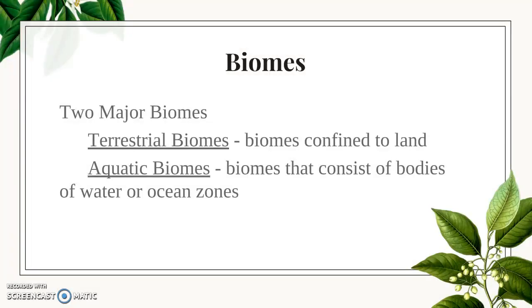There are 2 major biomes. There are terrestrial biomes, terrestrial meaning land, so those are biomes confined to land, and aquatic biomes. Those are ones that consist of bodies of water, so it could be lakes or it could be oceans. And within the ocean, there are ocean zones, so there's different biomes within an ocean.